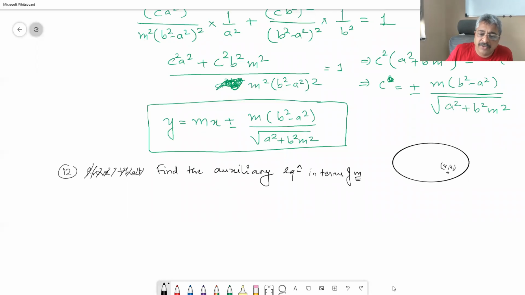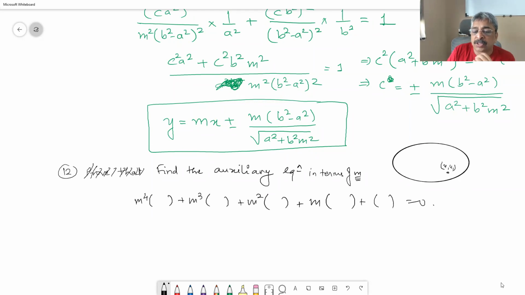Next, find the auxiliary equation in terms of slope. That means if a point x1, y1 not on the ellipse, somewhere else, is given, how will you find the equations of normals? That equation we need to find in terms of slope. If you simplify this and put x is equal to x1 and y is equal to y1 in the above expression and write it in the expanded form, you will get m raised to 4 times something plus m raised to 3 times something plus m raised to 2 times something is equal to 0, a fourth degree equation.